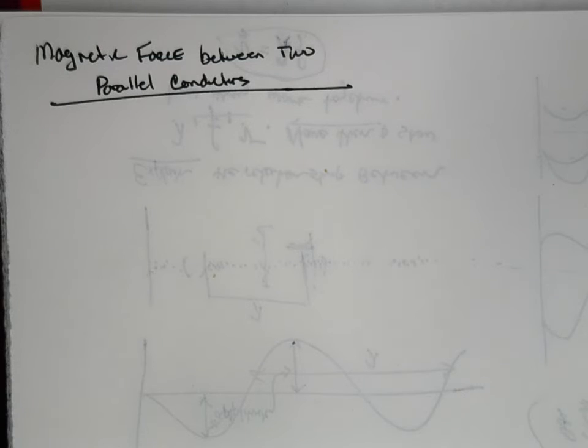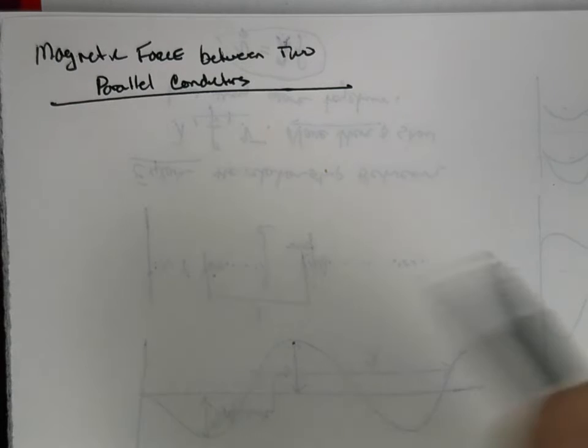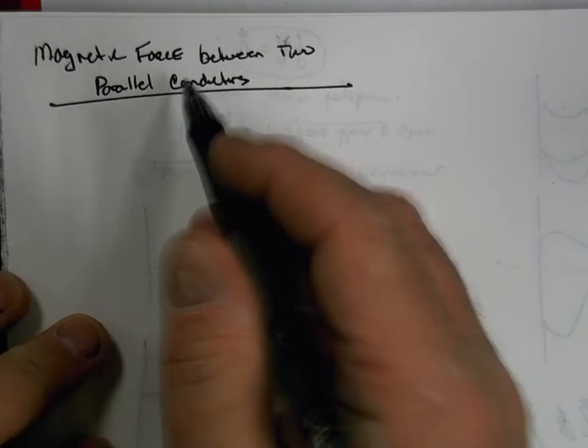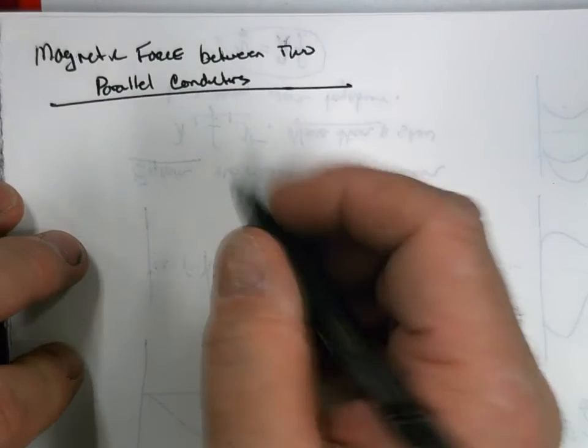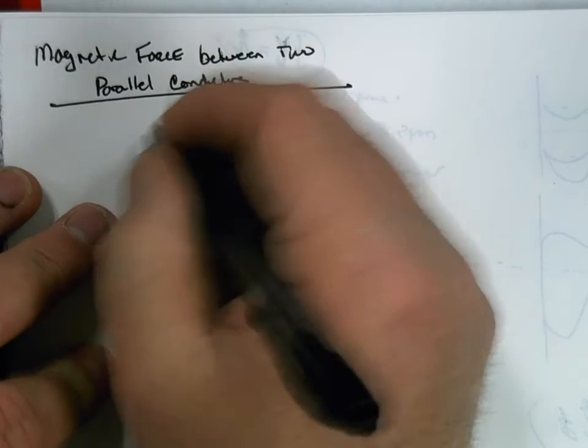All right. Today we're going to talk about the magnetic force between two parallel conductors. This is 10-4. Magnetic force between two parallel conductors. A little bit of review.